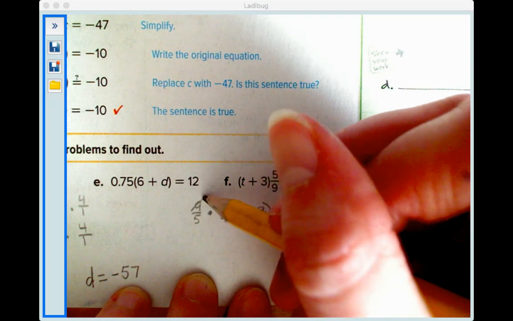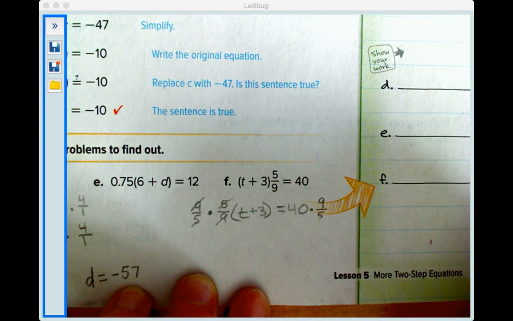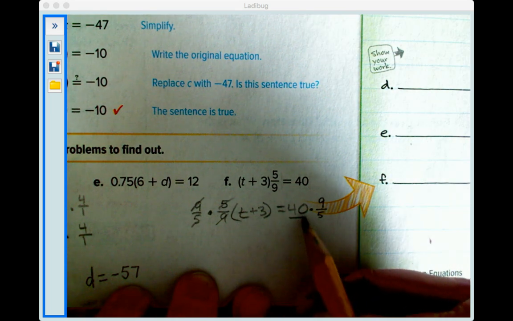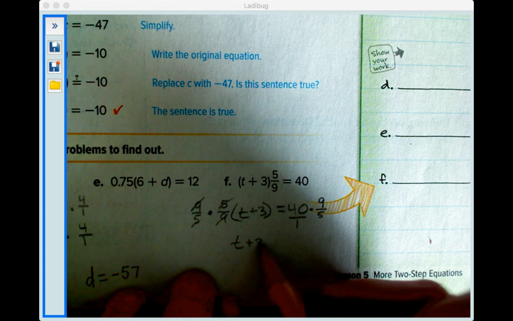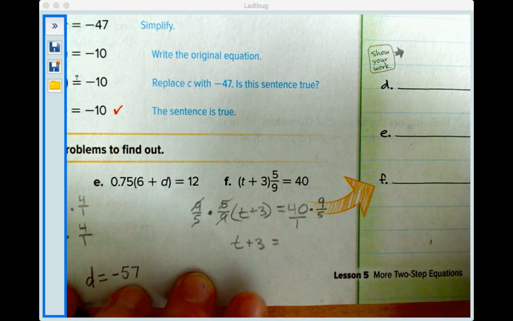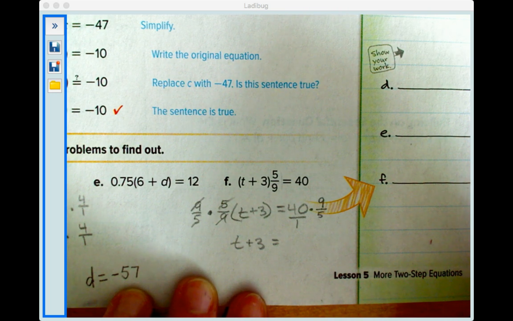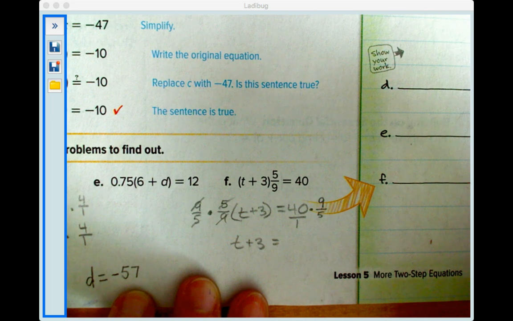Since there's a 9 on top and on bottom, you get rid of it. And since there's a 5 on top and bottom, you get rid of it. We're now with t plus 3 equals 40 over 1 times 9 over 5. Now, you can divide 40 and 5 both by 5 right off the bat.